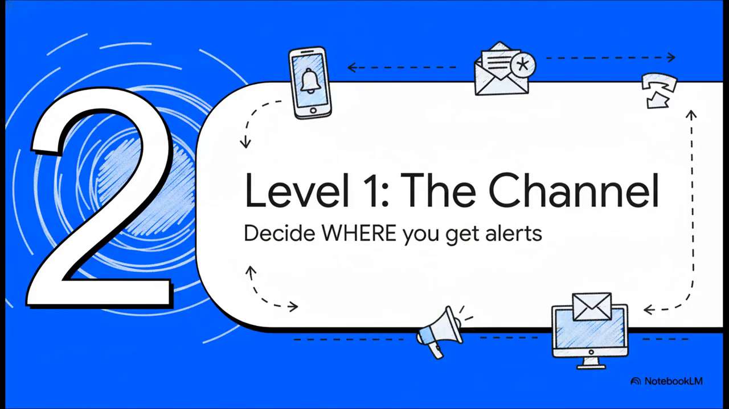All right, now that we're in, you're going to see a few different levels of control. Let's start with level 1. This is the big on and off switch. And the first big decision is about the channel. In other words, where do you actually want to see these alerts?